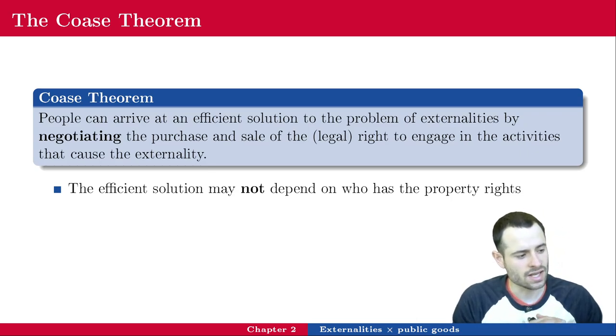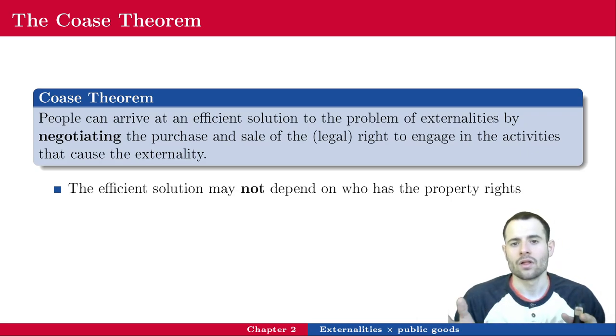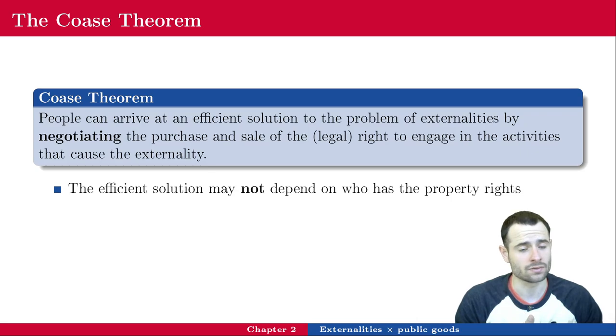A question in the chat says, we assume that Rick consumes zero quantity if he didn't compensate May, right? Yes, in this case, that would be the case. If May is in charge and she says no smoking in the house, then by default, Rick is not allowed to smoke. If he wants to smoke, maybe he has to pay May for that. But it all depends on who has the property right in the first place.